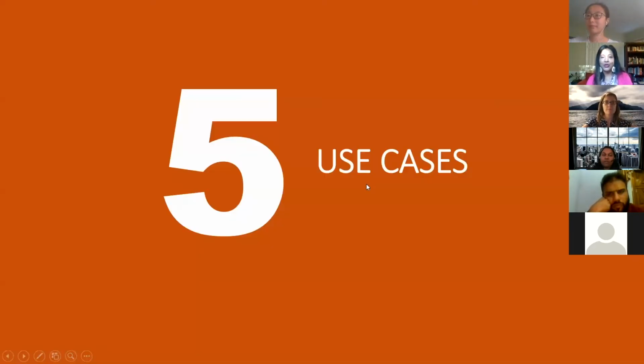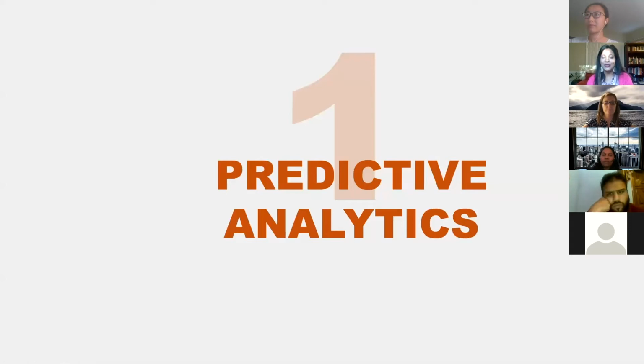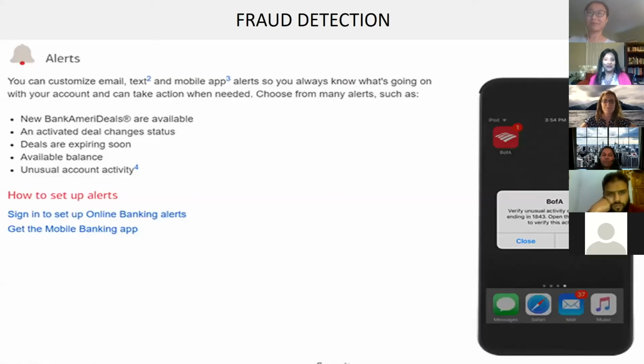So here I'm going to cover 5 use cases today. The first one is predictive analytics. This is the most common use case that we see very often in organizations. A very, very common use case is fraud detection. You would have heard about it in financial services, where credit card fraud detection uses machine learning algorithms.